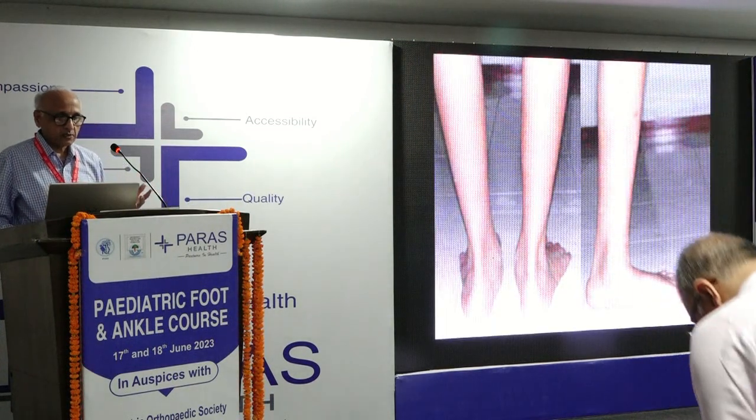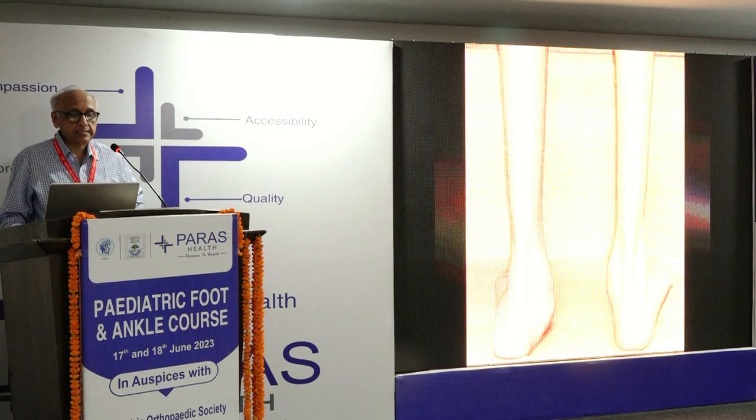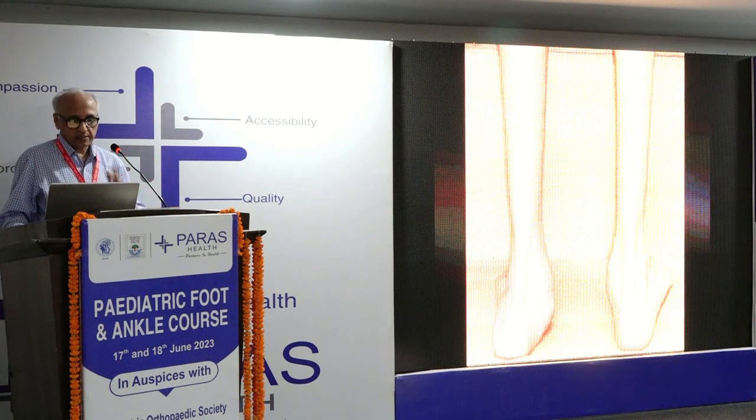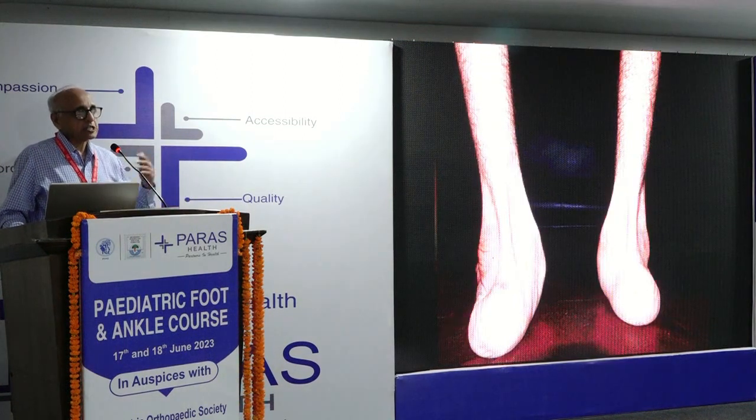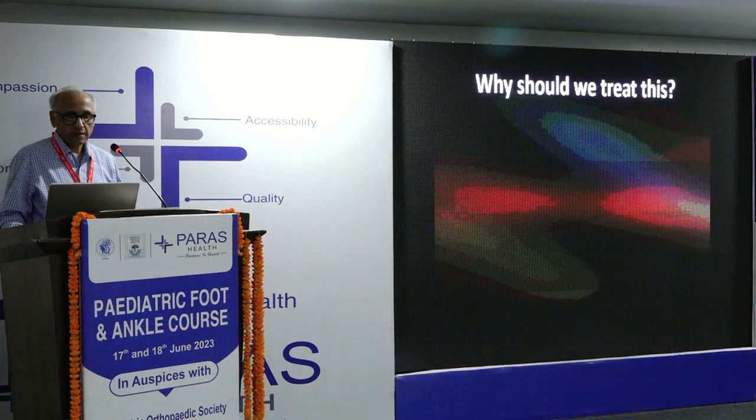So this is a case of flexible flat foot, where we can see the complete loss of the medial arch. This is a case of cerebral palsy, where there is an extreme valgus, on one side more than the other side. This is a spina bifida patient having a severe valgus foot deformity.